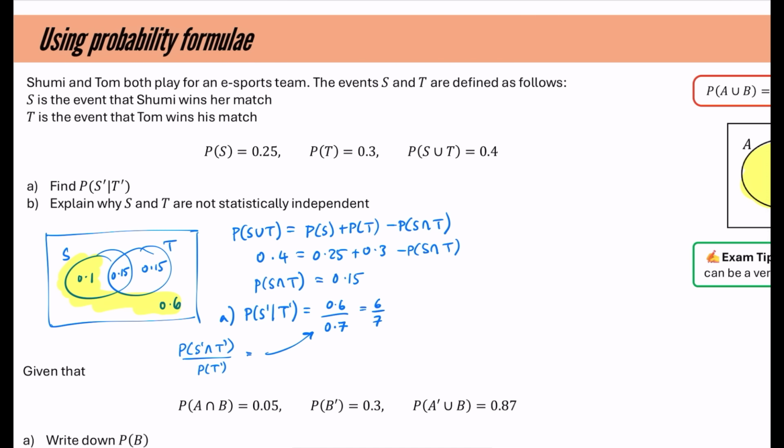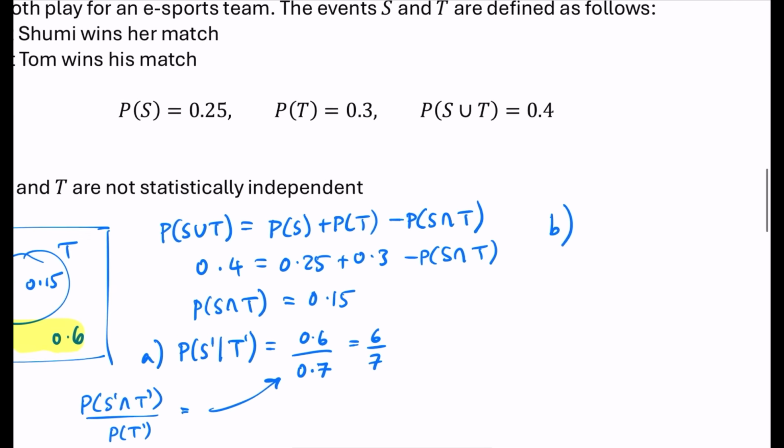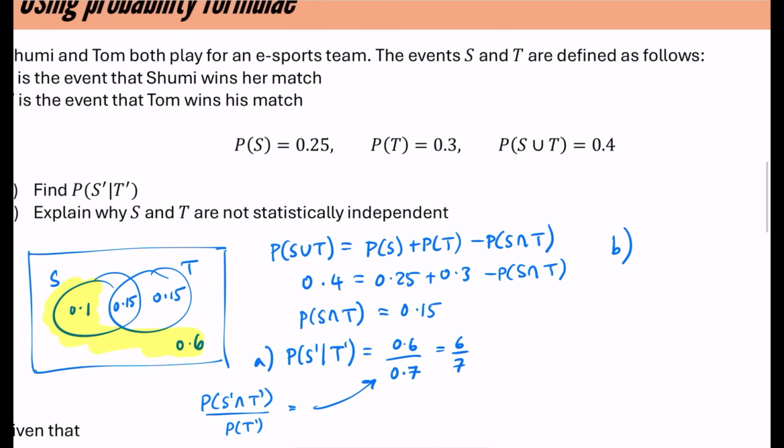So our next part of the question is to explain why S and T are not statistically independent. Now, again, you could use year one techniques for this if you wanted to, but we've already done this calculation.